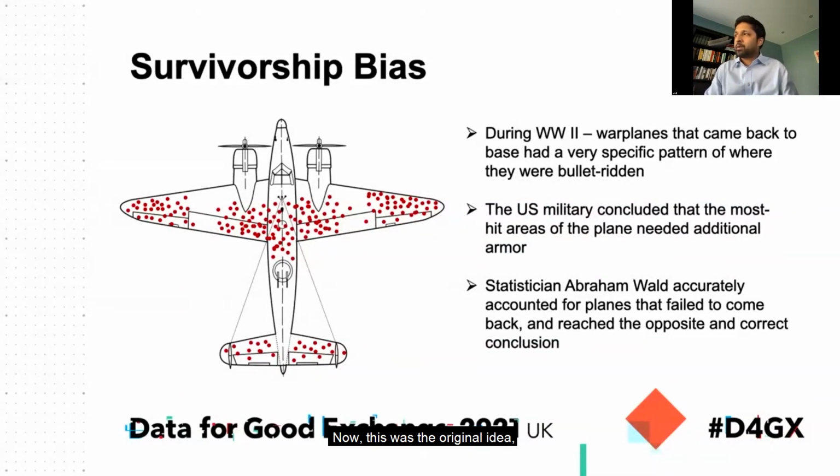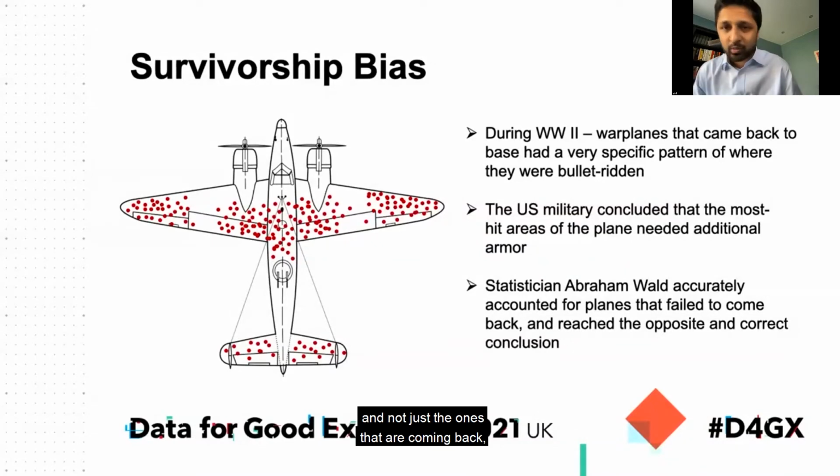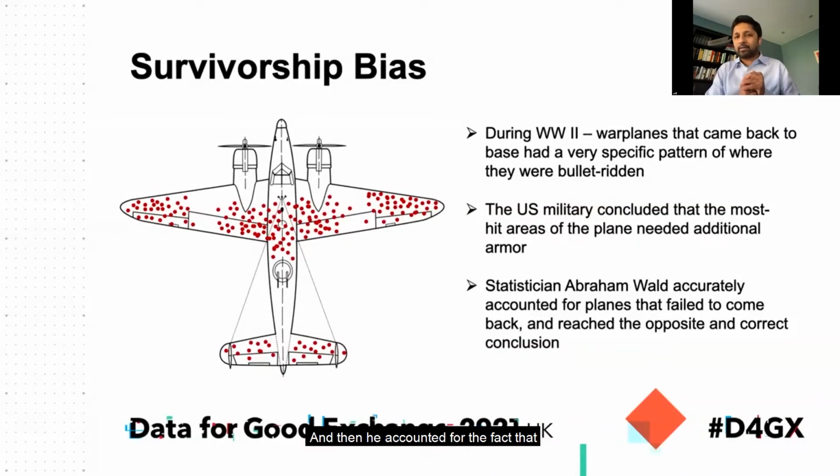Now, this was the original idea, but thankfully they had a statistician as a full-time employee of the Air Force, Abraham Wald. He thought about it slightly differently. He said, look, these are the planes that are coming back. Let's look at all the planes we sent out, not just the ones that are coming back, because clearly not all planes are coming back. He accounted for the fact that a lot of planes going out there, if they got shot in the parts that don't seem to have bullet holes, are likely to actually go down. So in fact, the opposite effect is true: it's not the parts that have a lot of bullet holes that need reinforcement.